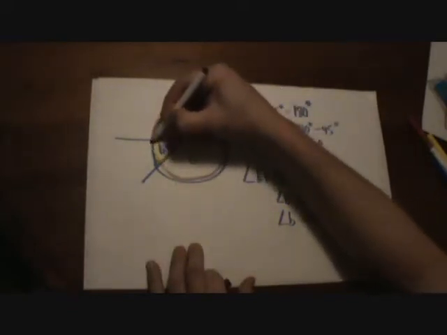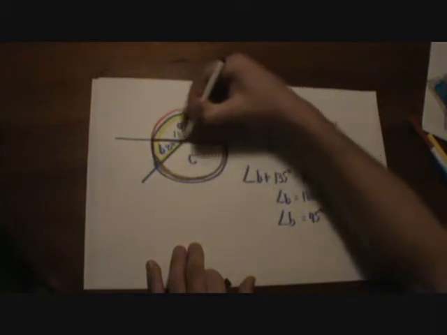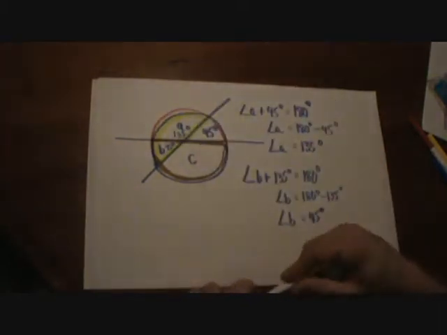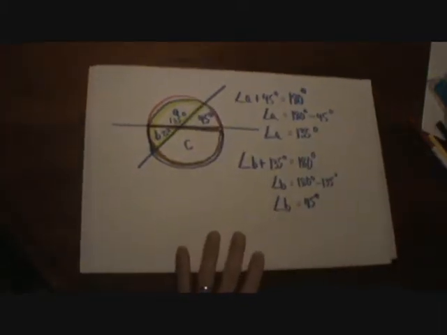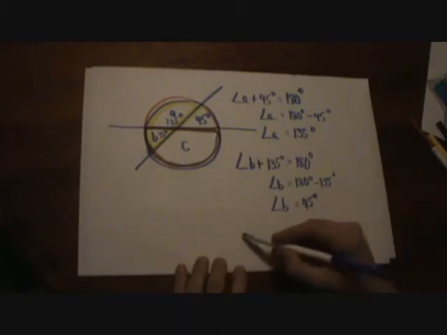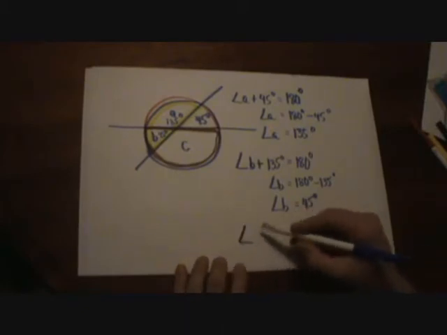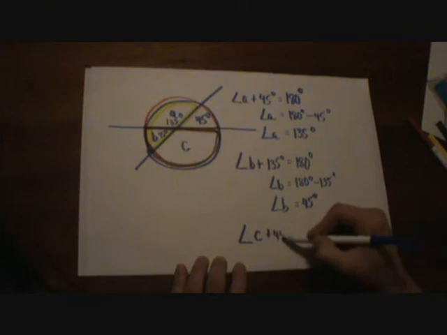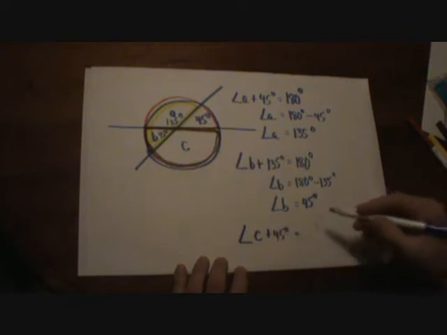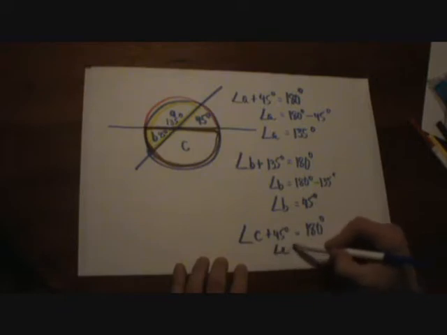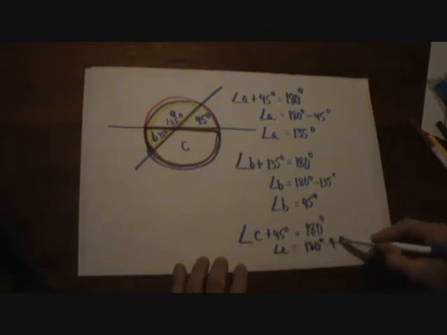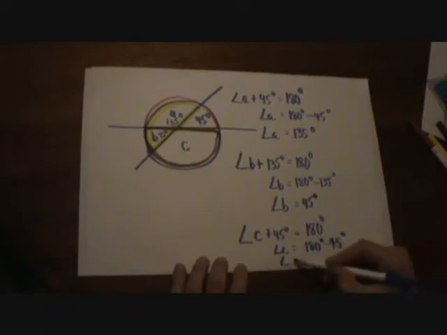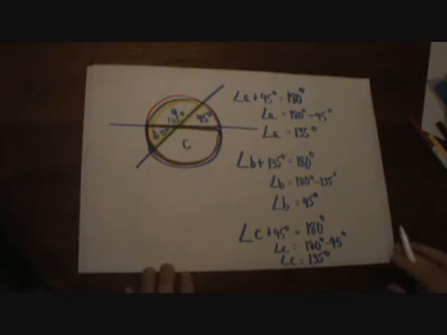The B and the angle C will give me another half circle. Since I've already figured out that angle B is worth 45, it's pretty simple to figure out what angle C is worth now. All I need to do is add angle C and 45 degrees. To figure out what angle C is worth, all I need to do is subtract the 45 degrees from the 180. That ends up with 135 degrees. Therefore, angle C is worth 135.